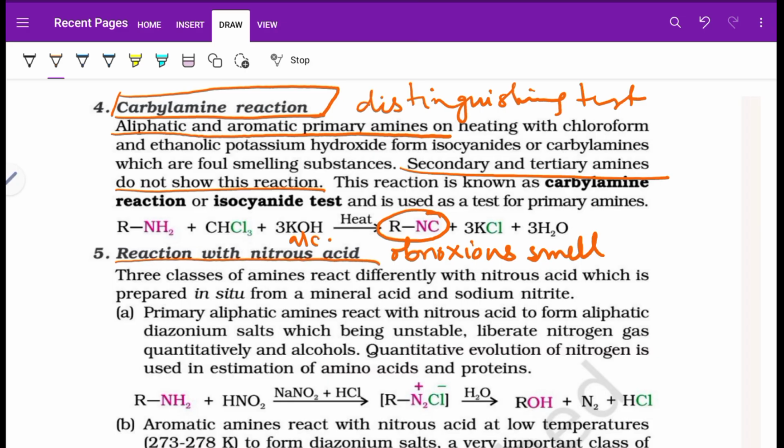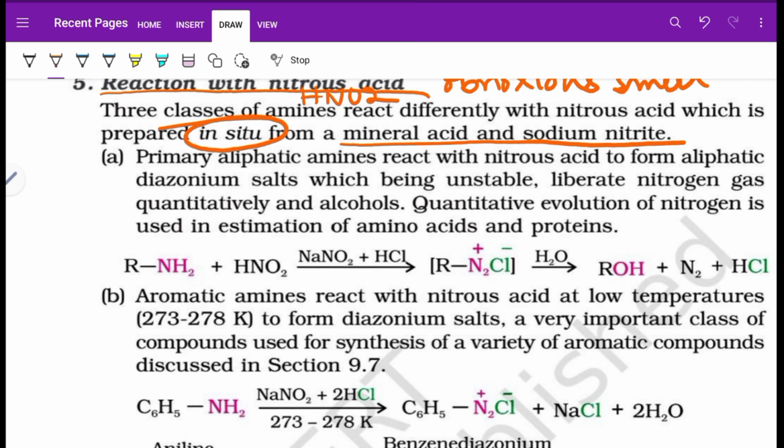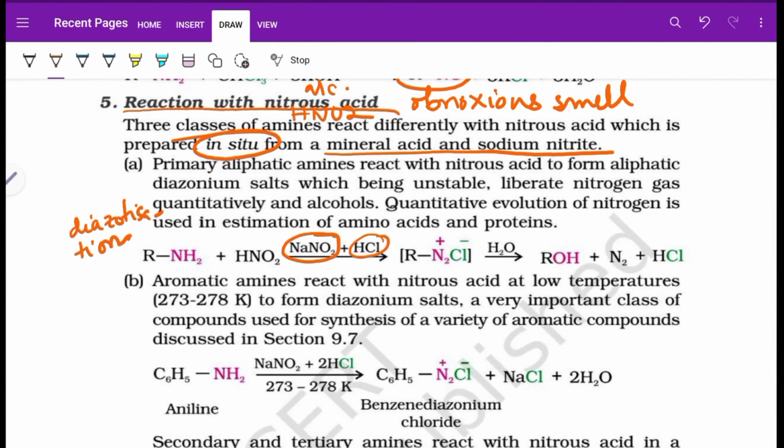Next is the reaction with nitrous acid, which is HNO2. Now nitrous acid is not available in the lab as it is. It needs to be prepared in situ by the reaction of mineral acid and sodium nitrite, so mineral acid like HCl and sodium nitrite NaNO2. Now this reaction is known as the diazotization reaction, or the reaction to form diazonium salt.